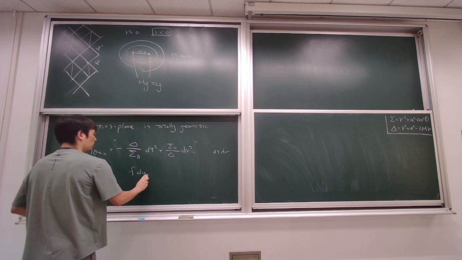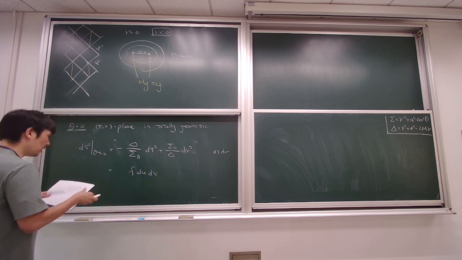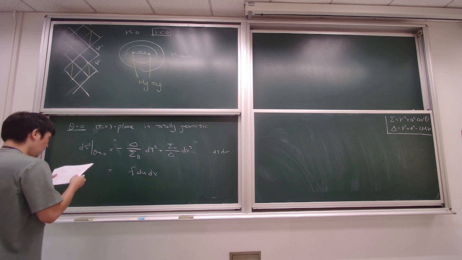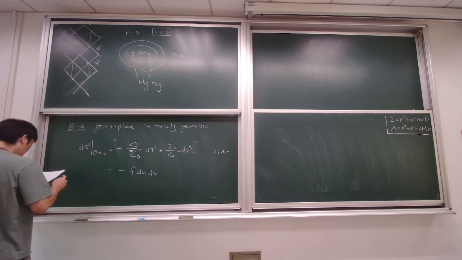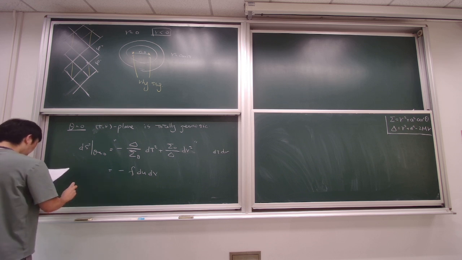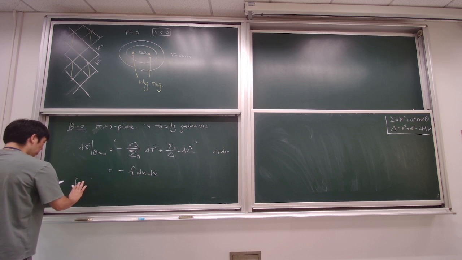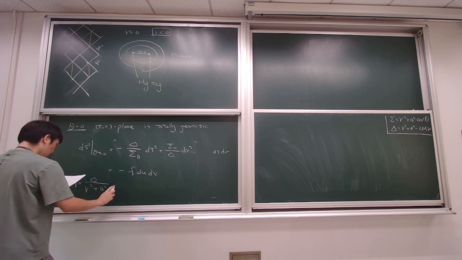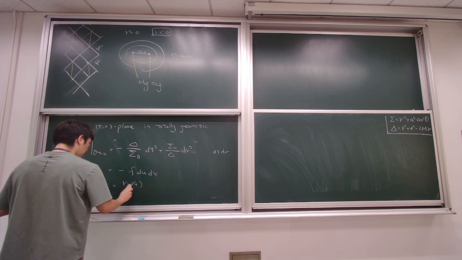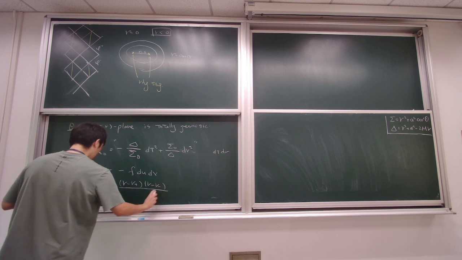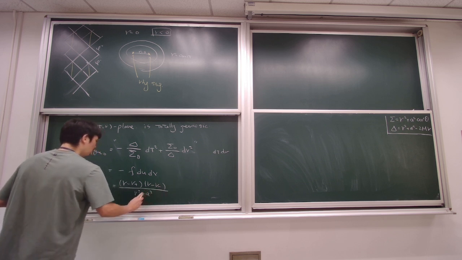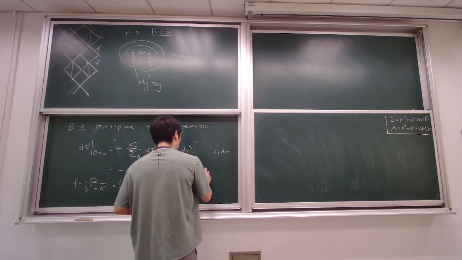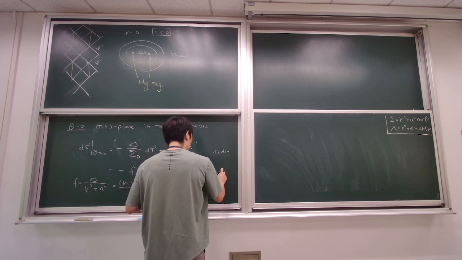Furthermore, one can write down this metric in the following form: f du dv, where du and dv are small u and small v, and f is equal to delta over r squared plus a squared, which is equal to (r minus r plus)(r minus r minus) divided by r squared plus a squared. And u and v are t plus minus r star.